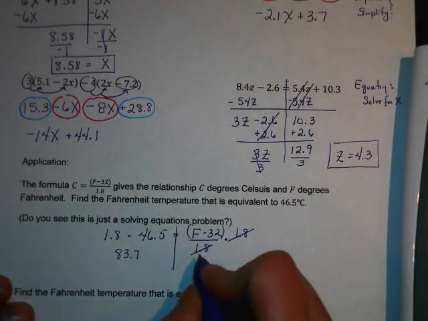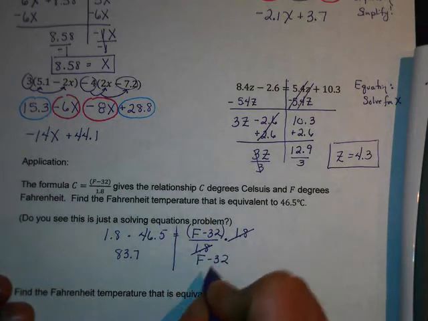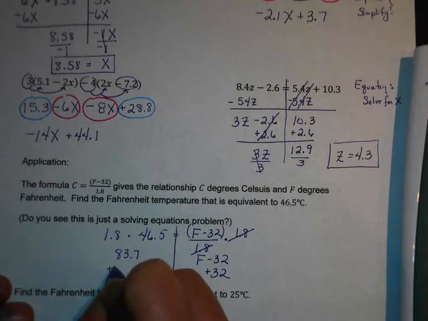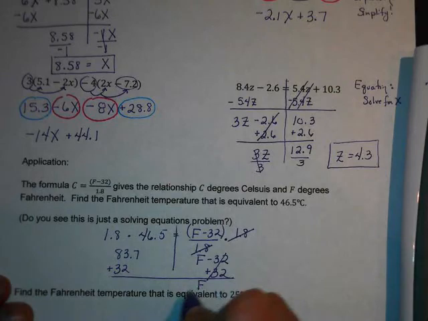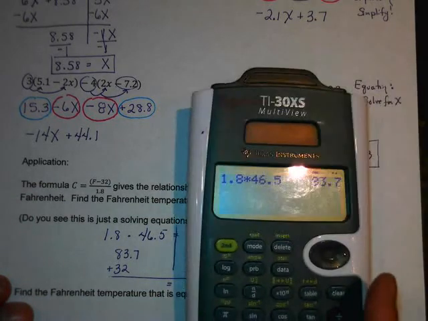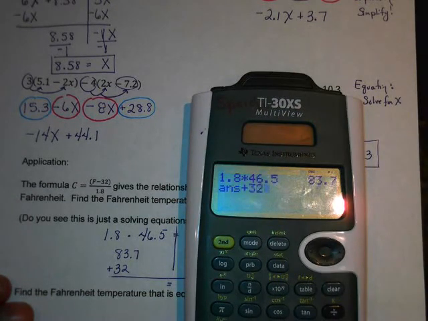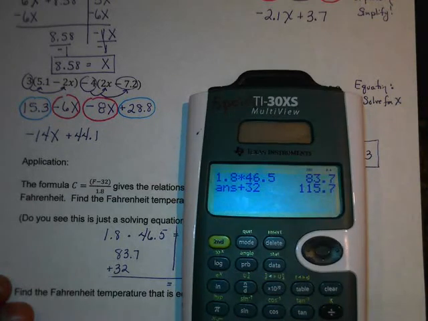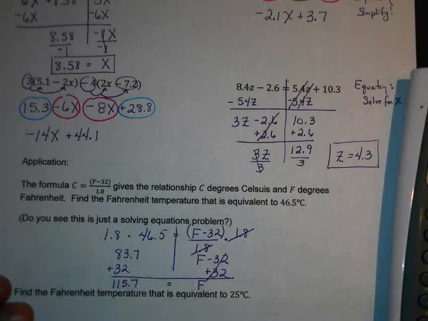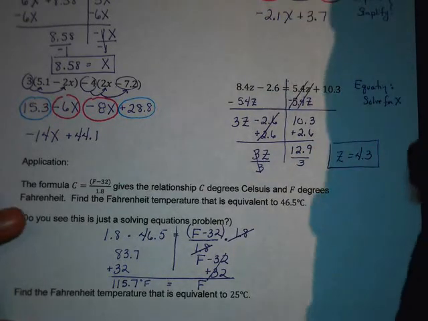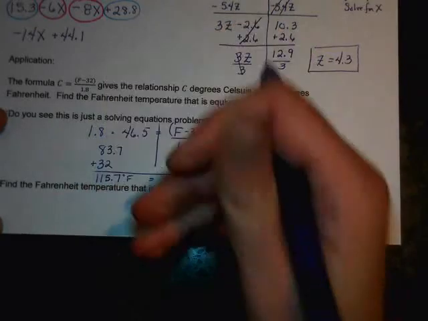So now we have 83.7 equals F minus 32. So to get F by itself, we're going to add 32 to both sides. So it looks like F is going to equal 83.7 plus 32, 115.7. 115.7 degrees Fahrenheit. Okay, so why don't you try it? Try it again. See if you can just look upstairs to follow the steps.